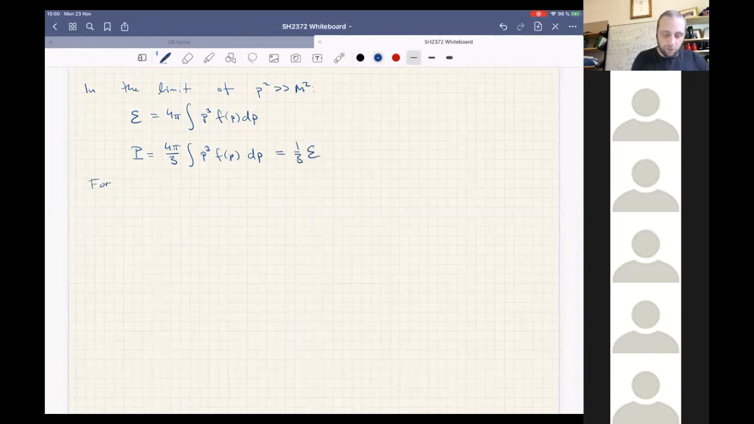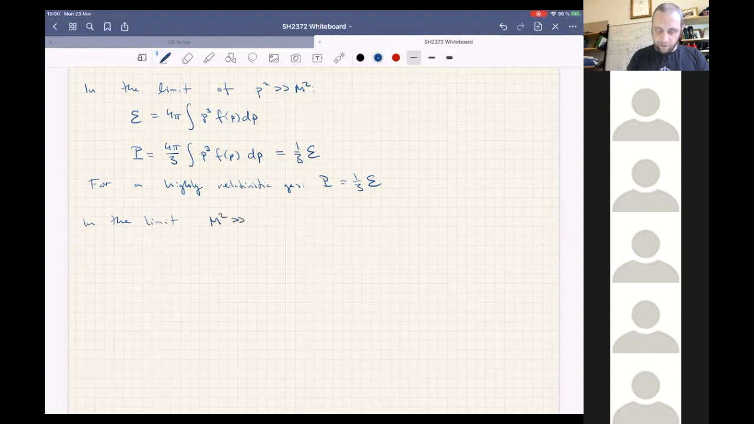So for a highly relativistic gas, we would have that the pressure is 1/3 of the energy density. And we're going to use this later on when we're looking at cosmology. So we're going to fill the universe with, for example, a photon gas, which would be this highly relativistic gas. But we also have a different case, and it's when we have the opposite.